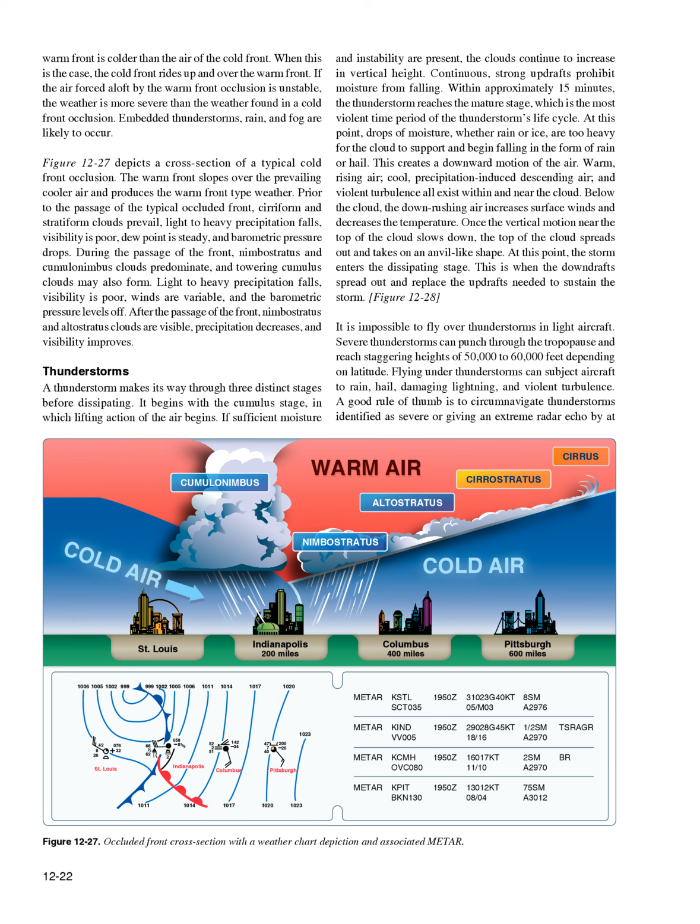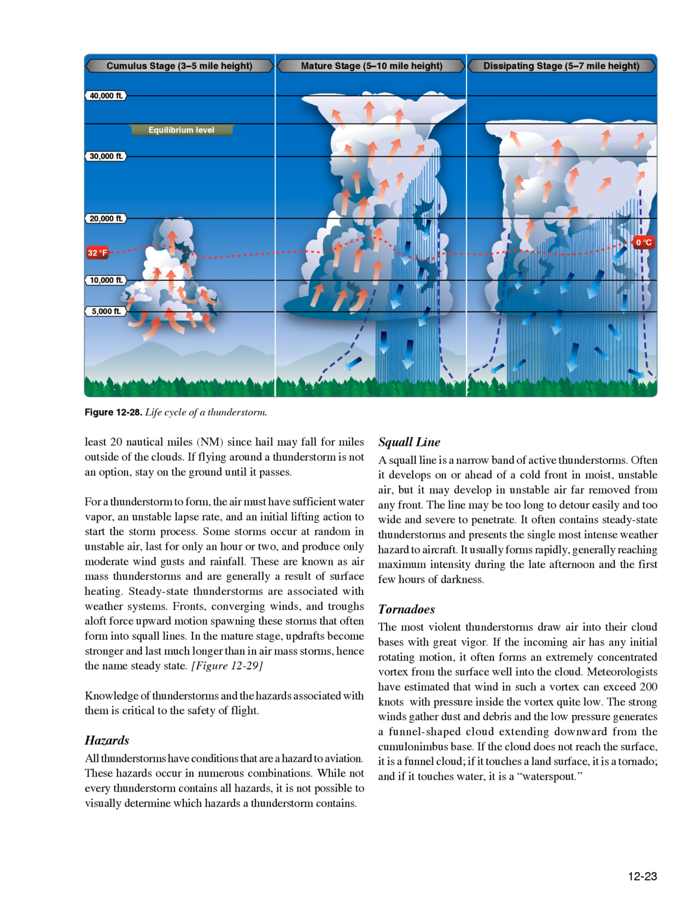Figure 12-28. It is impossible to fly over thunderstorms in light aircraft. Severe thunderstorms can punch through the tropopause and reach staggering heights of 50,000 to 60,000 feet depending on latitude. Flying under thunderstorms can subject aircraft to rain, hail, damaging lightning, and violent turbulence. A good rule of thumb is to circumnavigate thunderstorms identified as severe or giving an extreme radar echo by at least 20 nautical miles (nm), since hail may fall for miles outside of the clouds. If flying around a thunderstorm is not an option, stay on the ground until it passes.